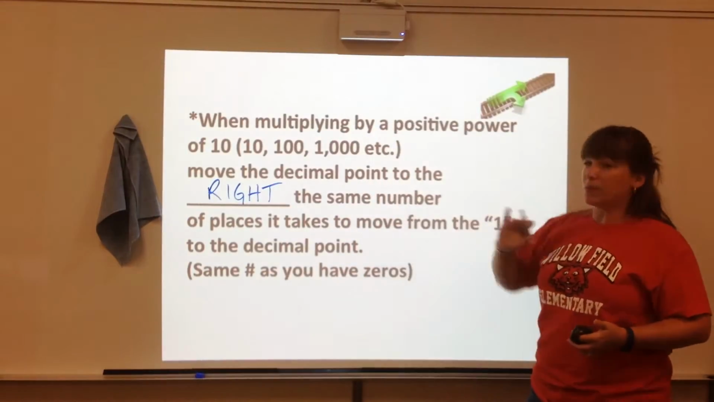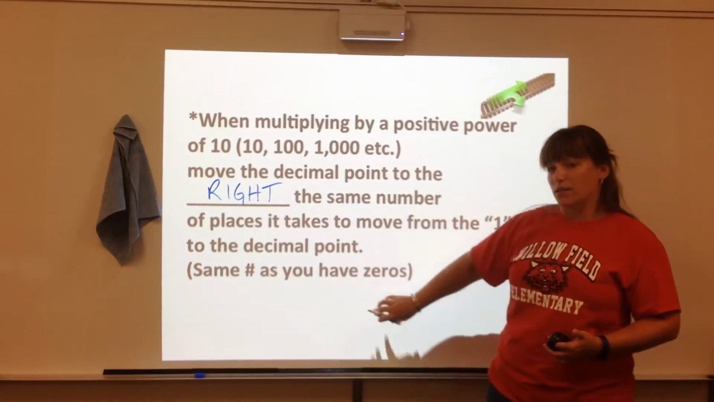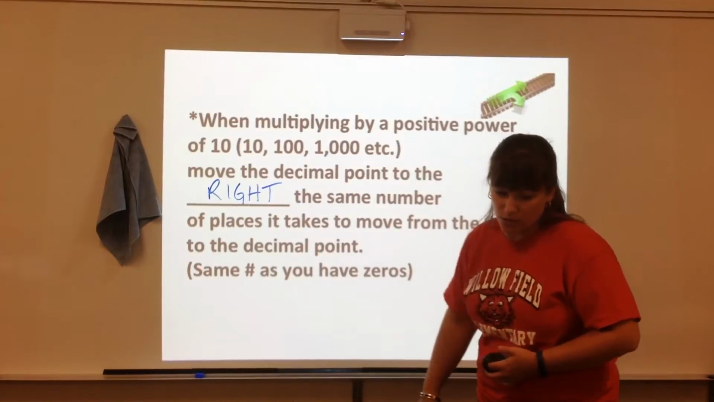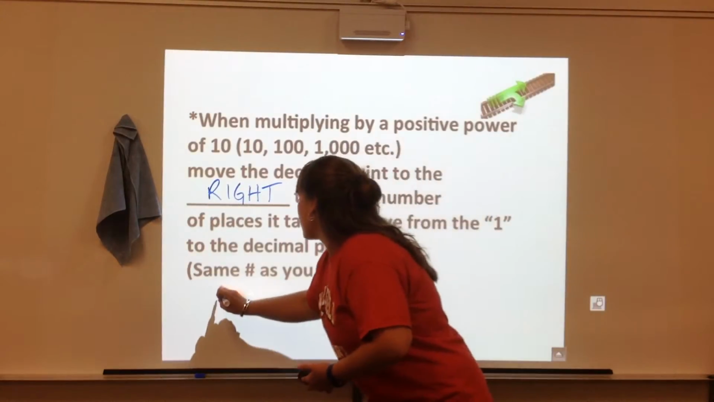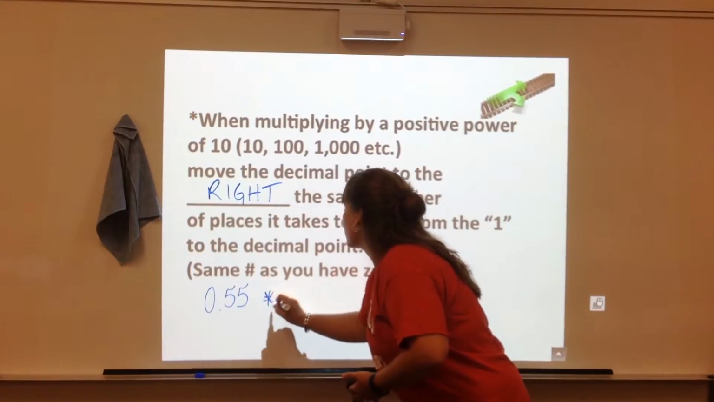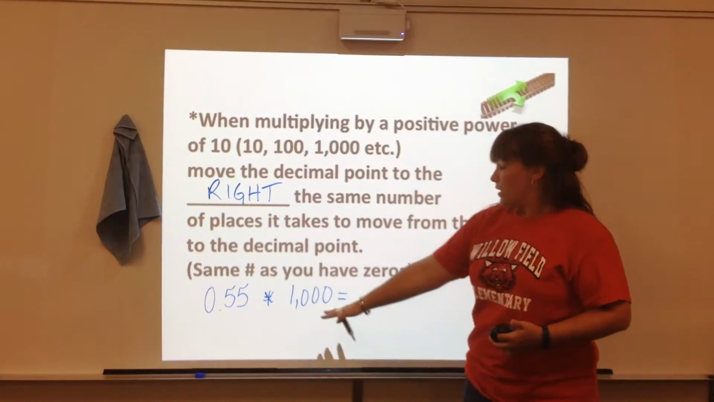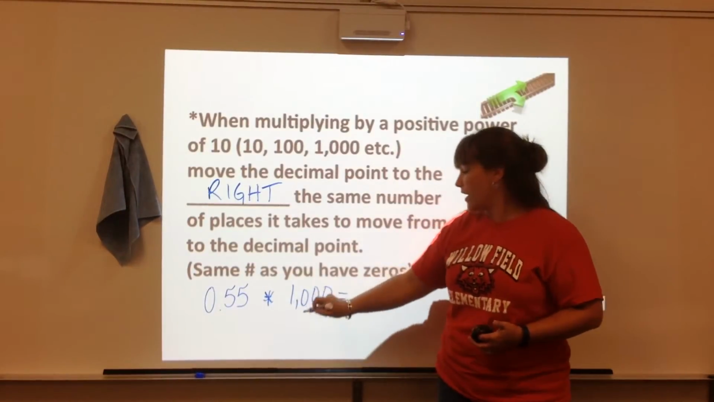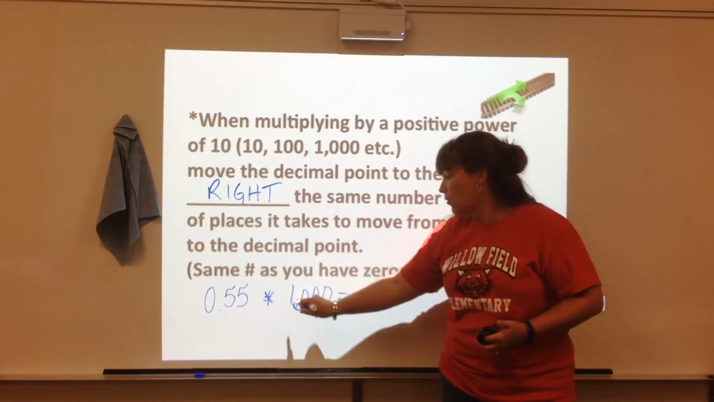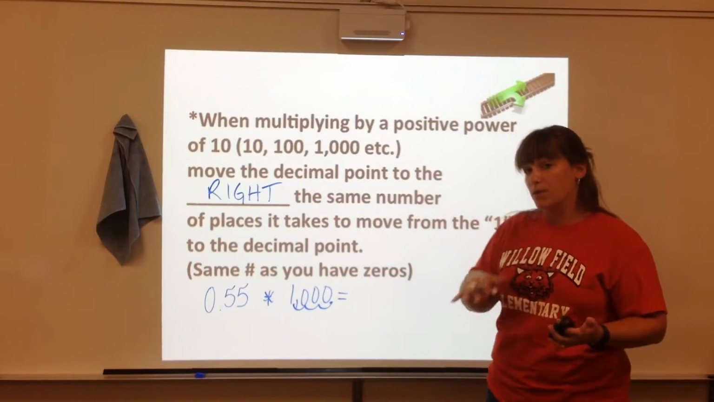The same number of places it takes to get from the 1 to the decimal point. And this happens to be the same number of zeros as well. And so this is what this looks like. So if we have the decimal now, 55 hundredths, and we're going to be multiplying by a power of 10, like 1,000, there are 3 zeros, and it would take us 3 hops to get from the 1 to the end of this number. So we're going to do the same thing for the decimal.